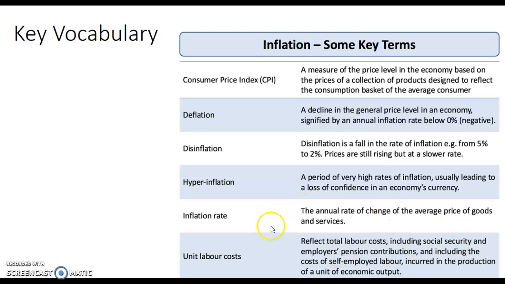Now inflation rate, the annual rate of change of average price of goods and services. Again, we learned that in the last video. So inflation rate is again the change of average price of goods and services over a period of time.